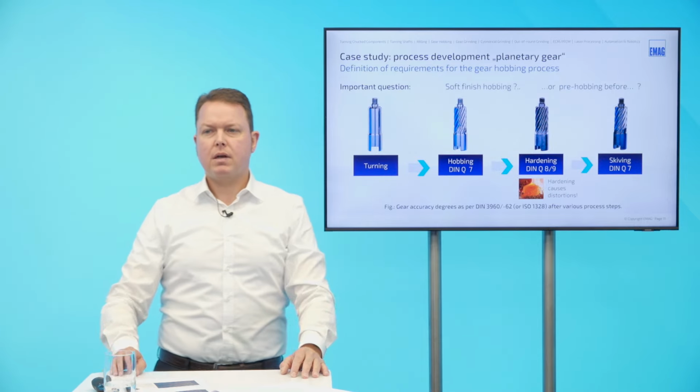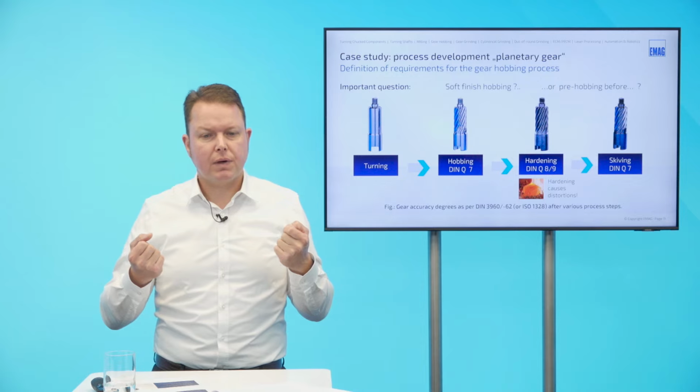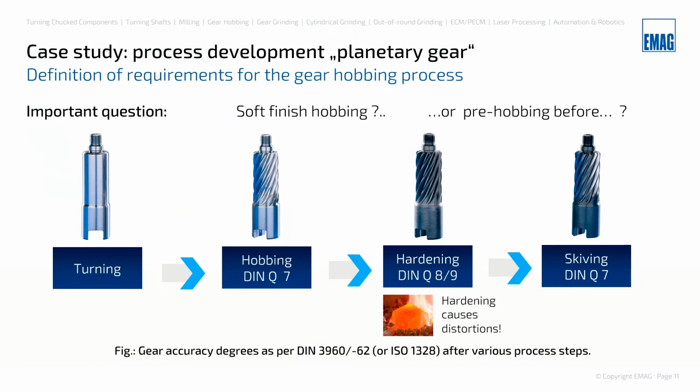So step number one, we have to determine what is actually the quality requirement for our gear hobbing process. Here we can see a process chain of a steering pinion, which has absolutely nothing to do with our planetary gear, but it's just an example for a potential process chain. So we have turning of the blank, then we have hobbing. We may achieve a gear accuracy class 7 according to DIN.